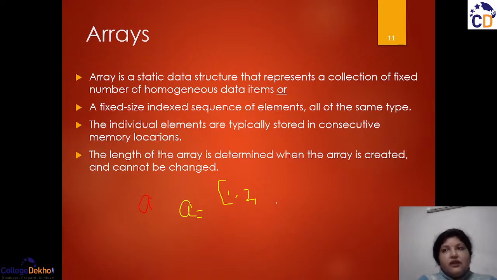It is not possible that I write one, then my name, then some address. No, it is not possible, right? The individual elements are typically stored in consecutive memory locations. In later slides you may also see that the elements of arrays are stored in consecutive memory locations. It cannot be that one element is here and another is somewhere else. Once the array is created, it stores the values in consecutive memory locations. The length of the array is determined when the array is created.